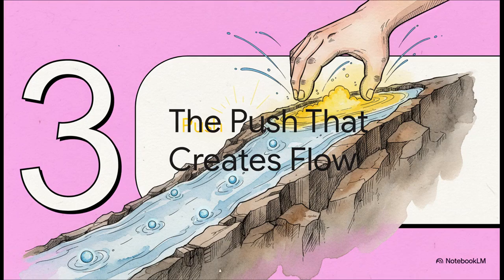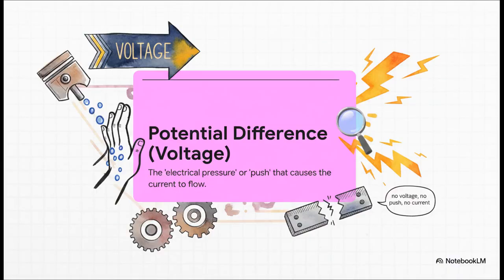Okay, so we have this river of electrons. We've established that. But rivers don't just flow on their own, do they? They need a gradient, a slope, a difference in height to get going. So what's the electrical version of that slope? What's giving it the push? Well, that push is called potential difference, but you almost certainly know it by its much more common name, voltage. That's it. It's the electrical pressure that forces those electrons to get a move on from one point to another. It's super simple. No voltage, no push.